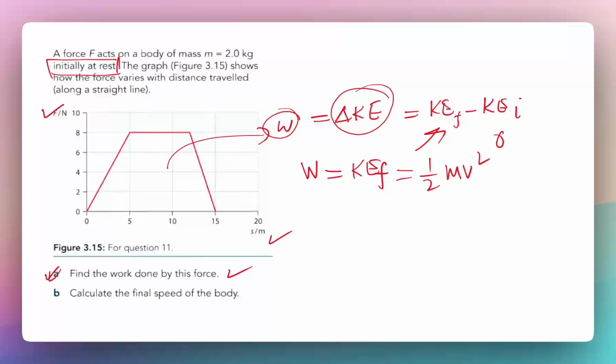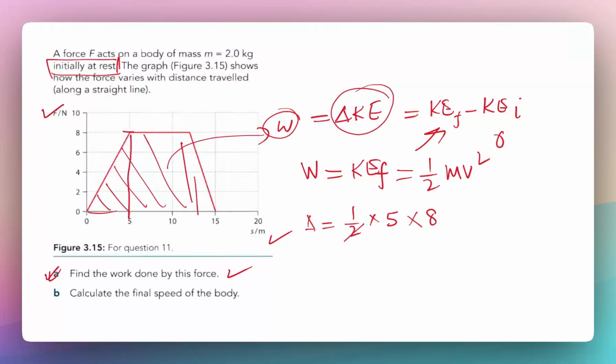For part A, what we have to do is find the work done, and we can find it by finding this area. This area has three parts. The first is this triangle. That triangle is going to be half into the base, which is 5, into the height, which is 8. So that's 4 into 5, which is 20 joules.